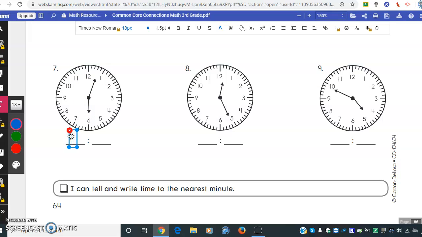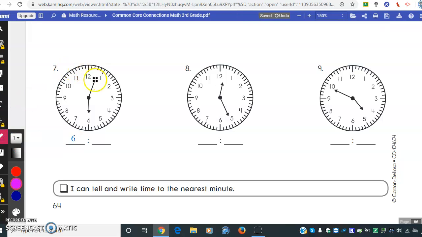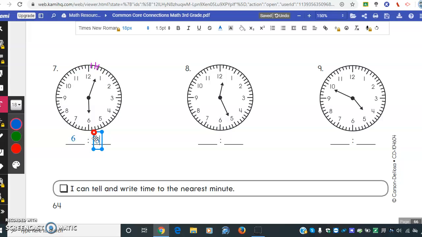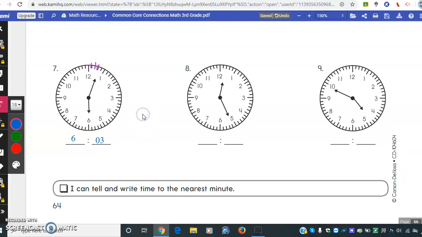So it is actually 6 o'clock, and I'm going to count. In this case, I'm just going to count by 1s because my minute hand didn't even make it to the 5. 1, 2, 3. So that minute hand is pointing at the 3. And remember, you don't write it as 6, 3. Nope, that's not what you want. Okay, you want 6, 0, 3. That's how you want to write that time.